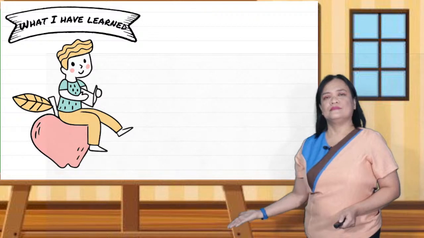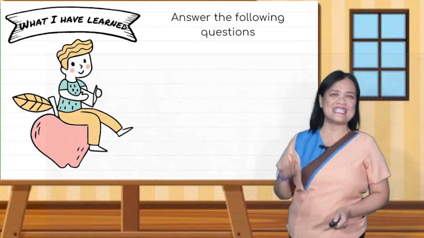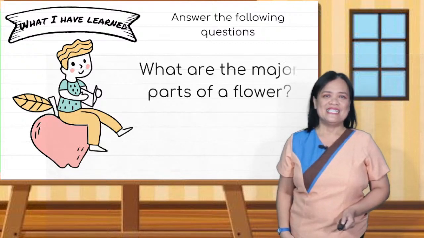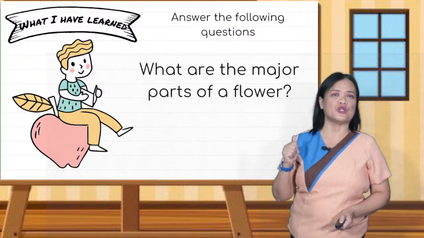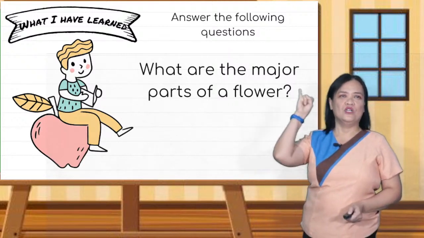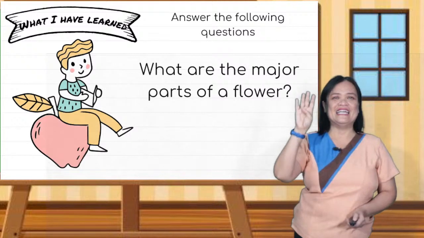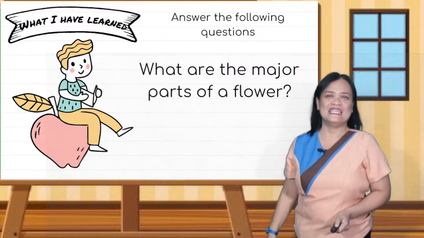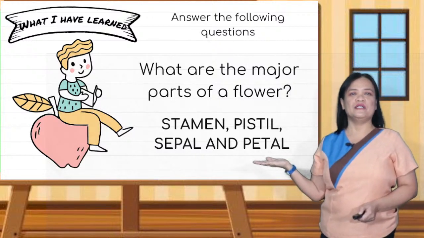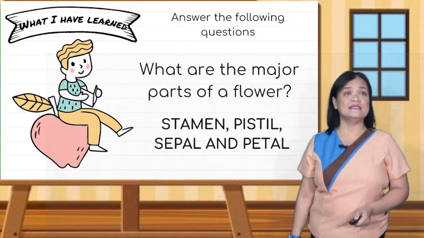So, what I have learned? These are the questions. Are you ready, guys? Kids, take down kayo, lalo na mga grade 5 learners there. What are the major parts of a flower? 1, 2, 3, 4, and 5. So easy. Time's up. The answer is, check your work: stamen, pistil, sepal, and petal.